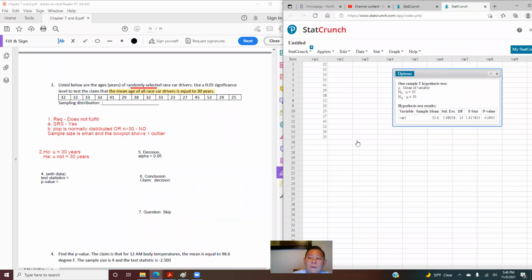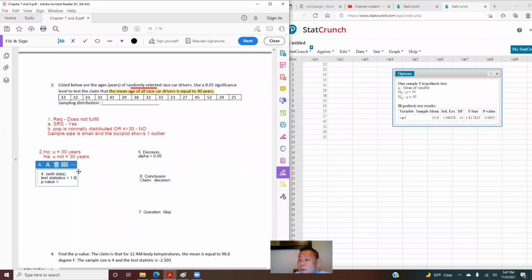So this is your test statistic here and your p-value. Test statistic in this case, 1.818, 1.82. P-value is 0.0905. So the p-value we get is 0.0905. And the alpha is given in the question, 5% or 0.05.